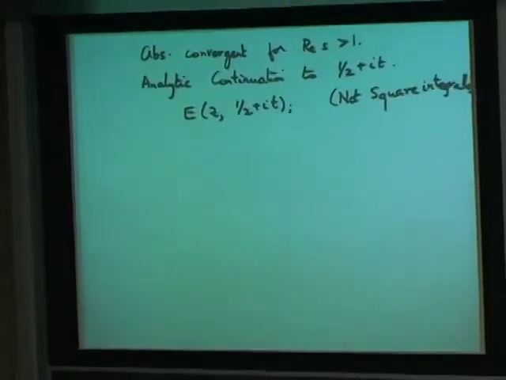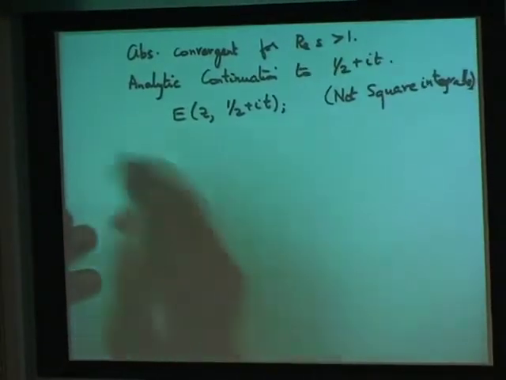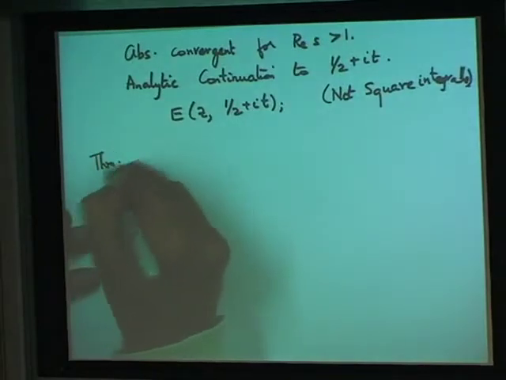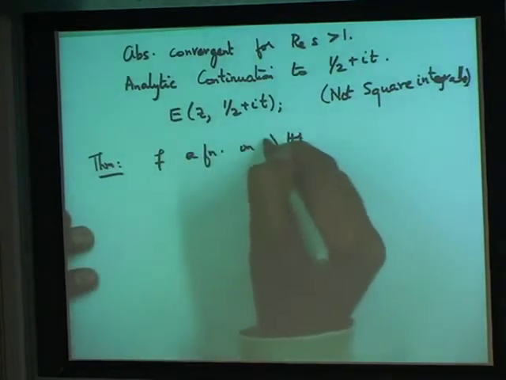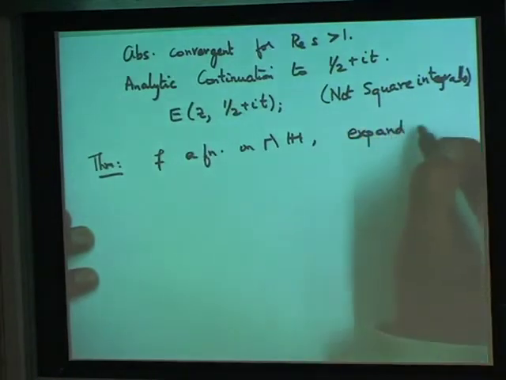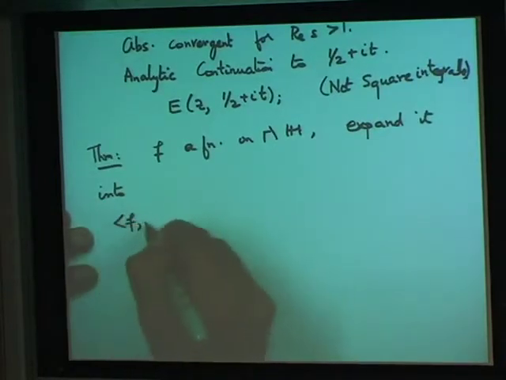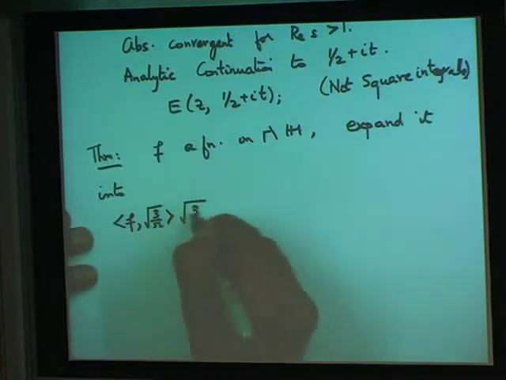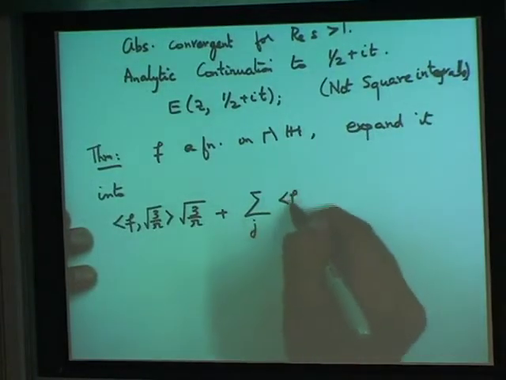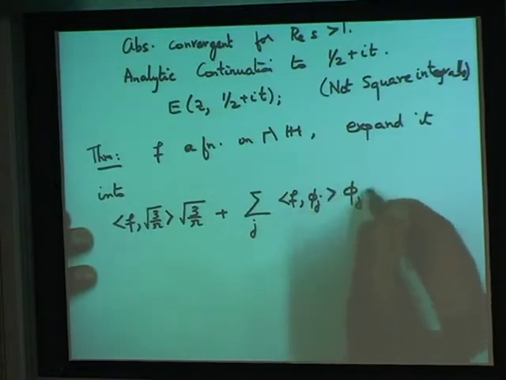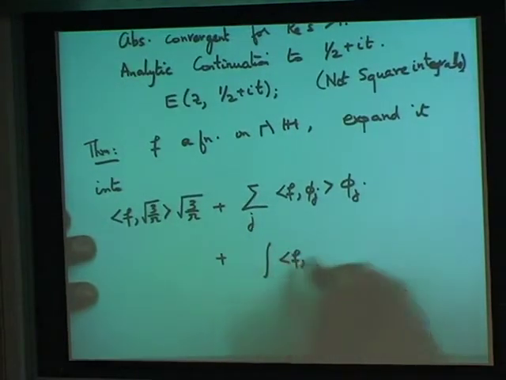So let me just say this is a point that I'll come back to in the later lectures. What it means to have a spectral decomposition is that there's a theorem which says that I can take any function f on H mod gamma, and I can expand it into its inner product with a constant function times this constant function square root of 3 over pi, plus the sum over all the eigenfunctions phi j of the inner product of f with phi j times phi j, plus some integral, maybe I'll be missing some factors of 2 pi, etc., of inner products with the Eisenstein series.